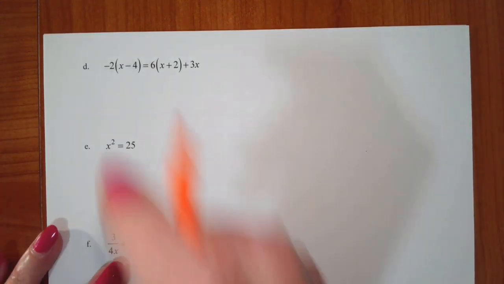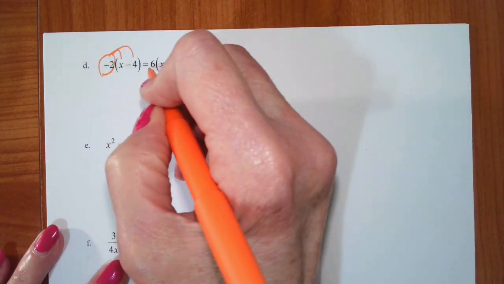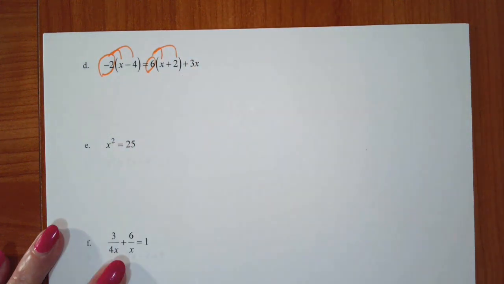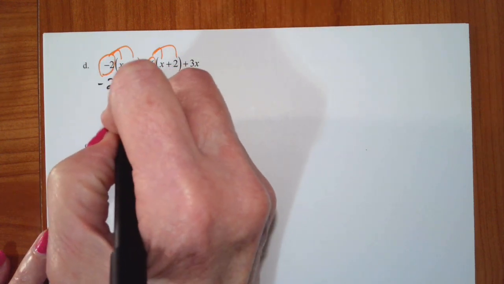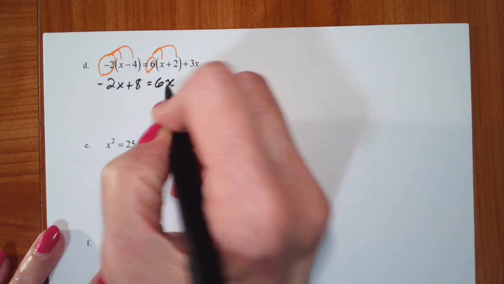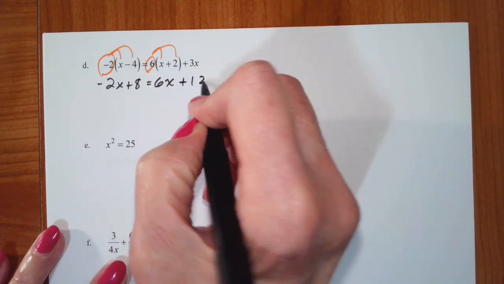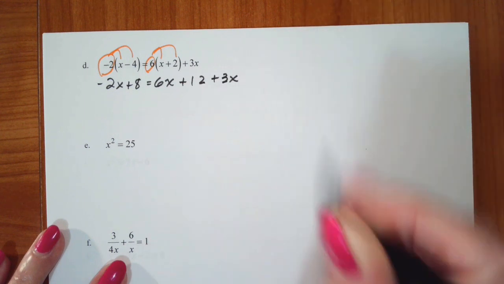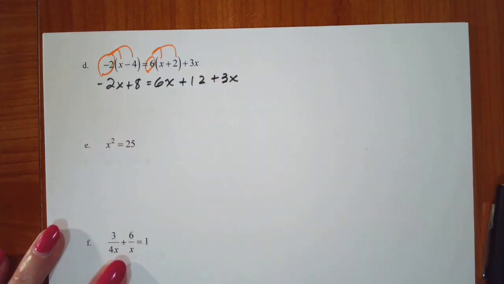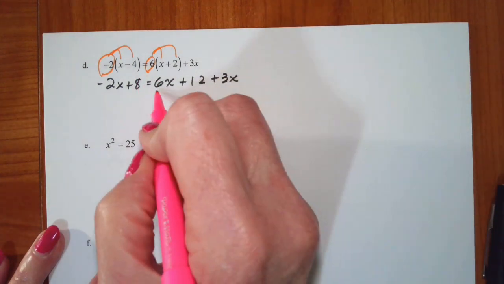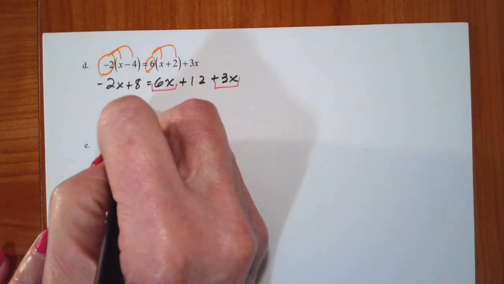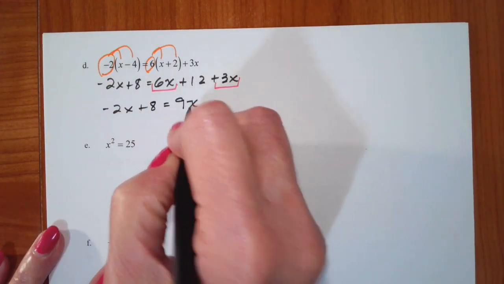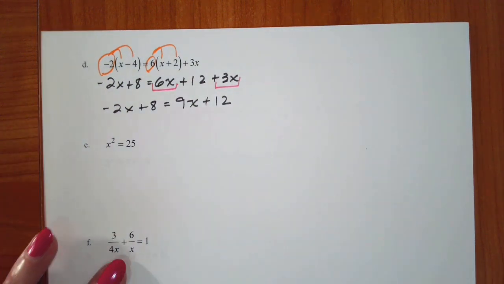All right, let's go ahead and distribute on this one and see what happens. So I'm going to multiply everything here by negative 2, here by 6. So that gives me negative 2x plus 8 is equal to 6x plus 12 plus 3x. Everything here is fine. Here I need to combine my like terms. So I have negative 2x plus 8 is equal to 9x plus 12.